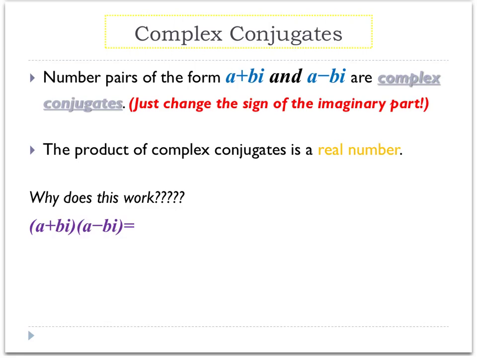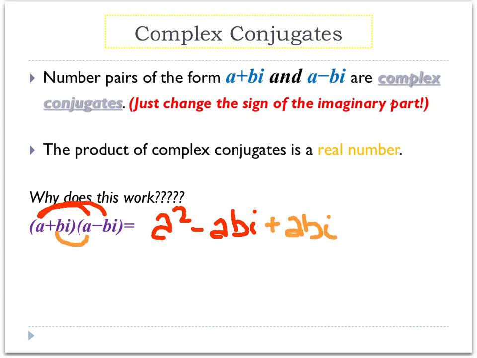So here's the very generic complex number. We have a plus bi and a minus bi, which are complex conjugates. So distributing, a times a is a squared. a times negative bi is negative abi. And then doing the next set, bi times a is positive abi. Doesn't matter if you write a or b first. bi times negative bi gives me negative b squared i squared. Now, combining like terms, you'll see that these two are the same, so they go away.